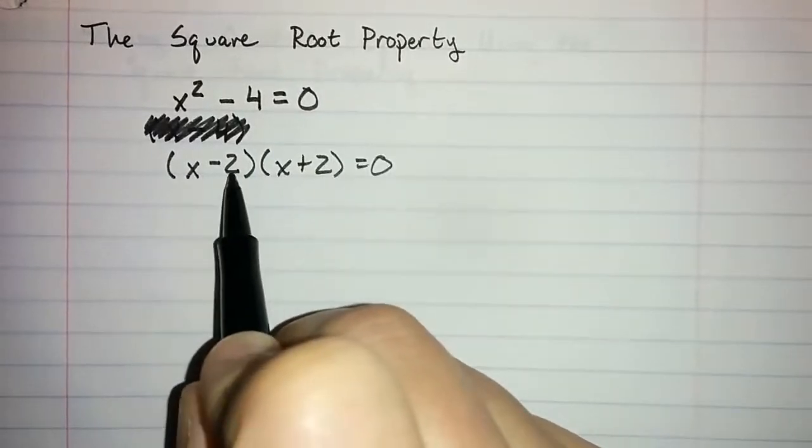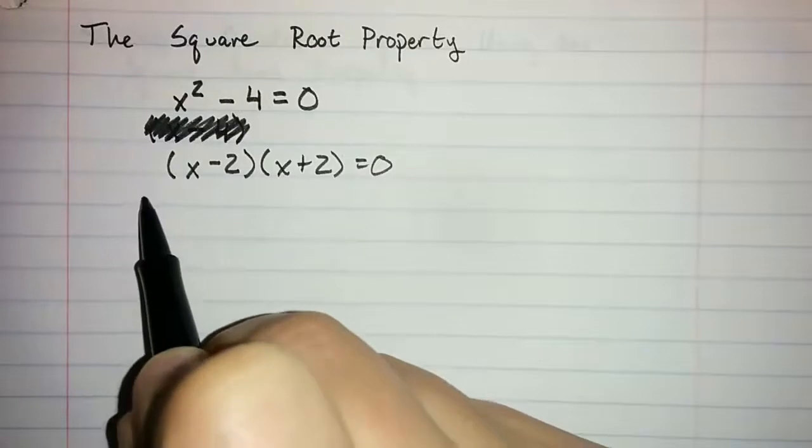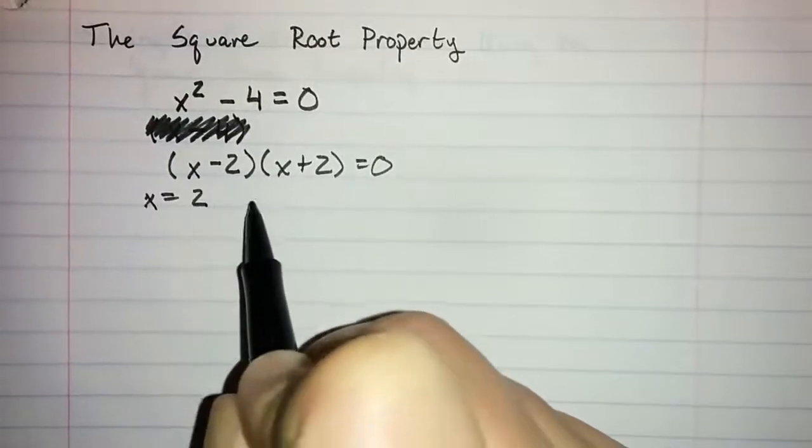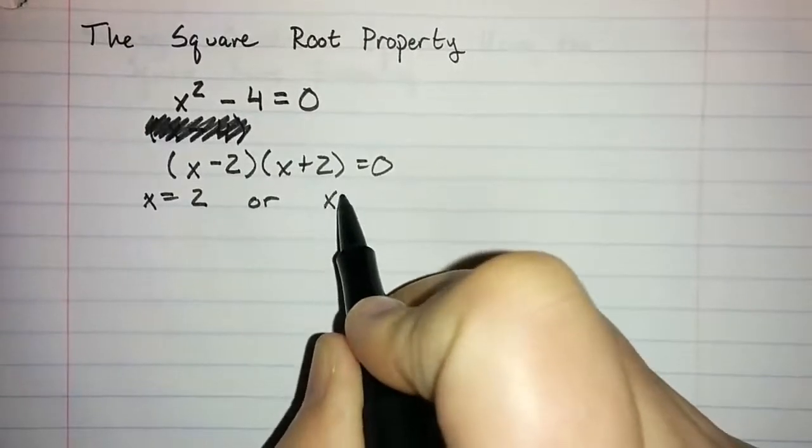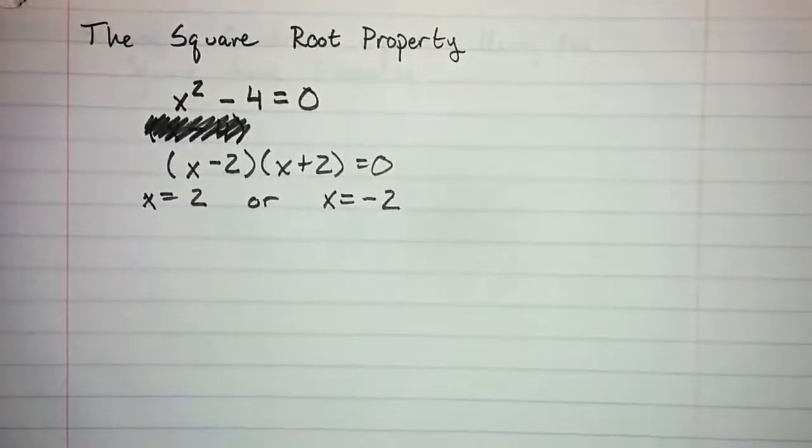So either x minus 2 is 0, which means x equals 2, or x plus 2 is 0, which means x equals negative 2. So we know what the solutions to this equation are. We know that they are x equals 2 or x equals negative 2. But we've just spent quite a bit of time thoroughly steeped in solving polynomial equations by factoring.